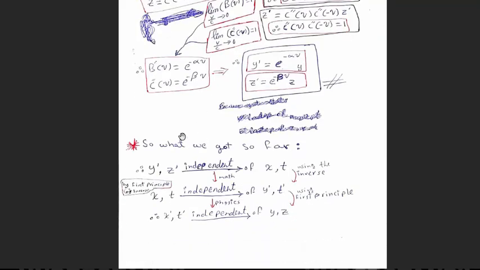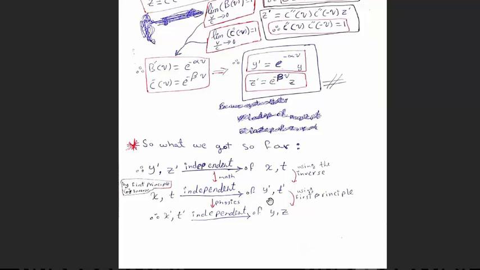So this is what we got so far: y dash and z dash are independent of x and t. This means that x and t are independent of y dash and z dash. Another error here: it must be x and t independent of y dash and z dash. So you got it.